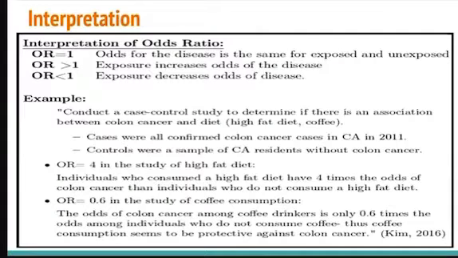But what is the interpretation? When the odds ratio equals 1, we are saying the odds of the disease are the same for the two groups, whether you are exposed or not. With that, you cannot claim that your exposure led to disease. When the odds ratio equals 1, there's no linkage.